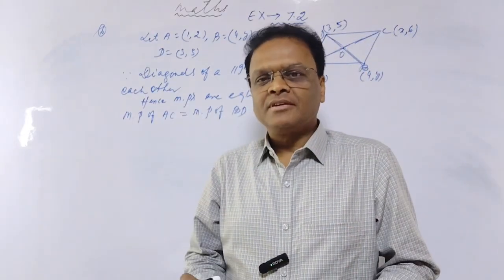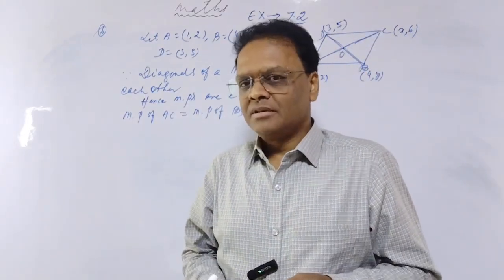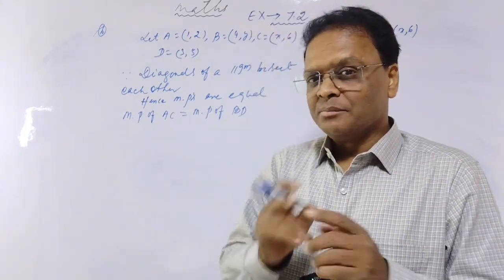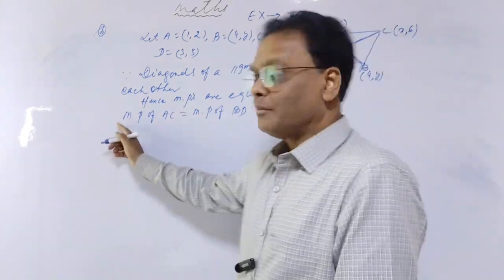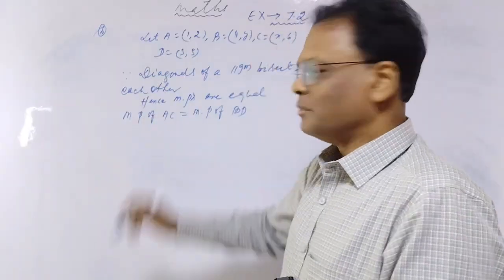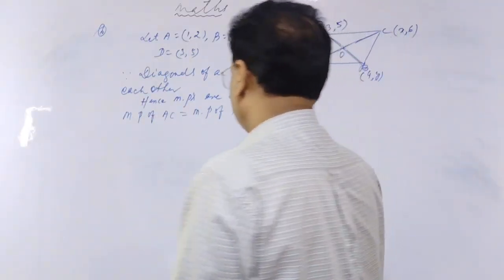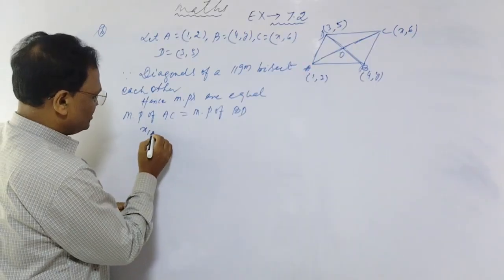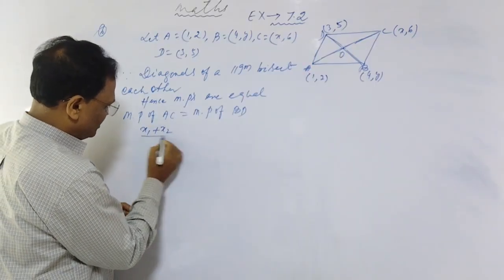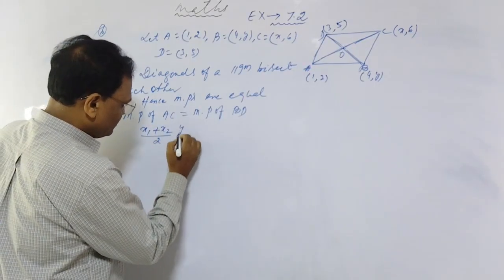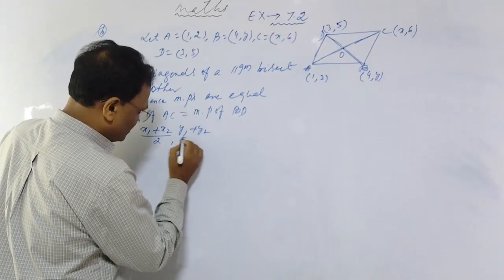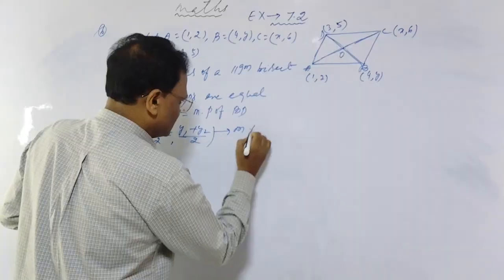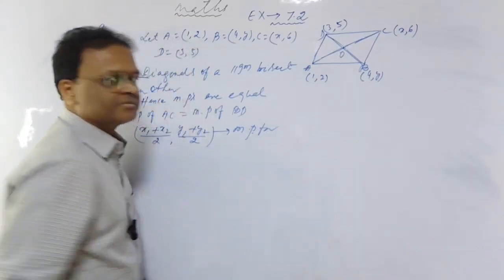This is the conclusion. If it is given a parallelogram, then definitely the diagonals bisect each other, and if the diagonals bisect, the midpoints are equal, the midpoint of both the diagonals. But the midpoint formula we know. What is the midpoint formula? The midpoint formula is (x1 plus x2) divided by 2, (y1 plus y2) divided by 2. This is the midpoint formula.